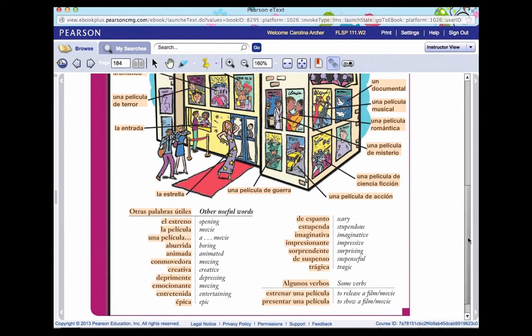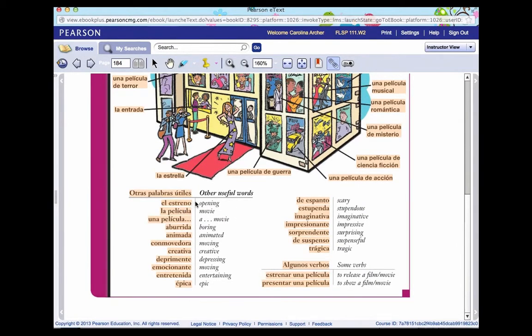And here you have more useful words. El estreno, the opening. La película, the movie. Una película, a movie. Aburrida, boring, or aburrido. Here they're all in the feminine form because I think they're talking about movies. Aburrida, animada, conmovedora, creativa, deprimente, emocionante, entretenida, épica, de espanto, scary, estupenda, imaginativa, impresionante, sorprendente, de suspenso y trágica.